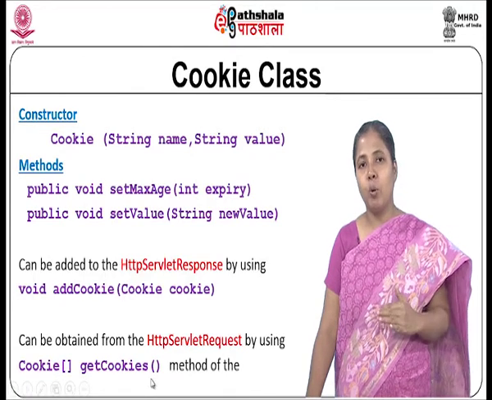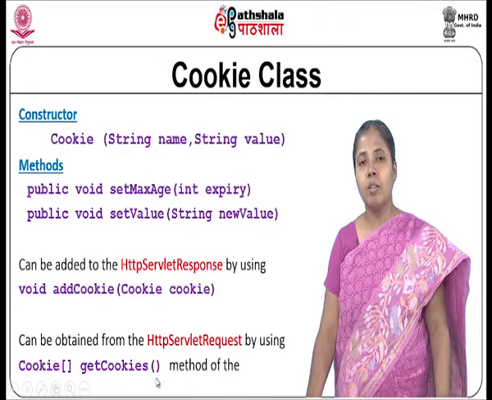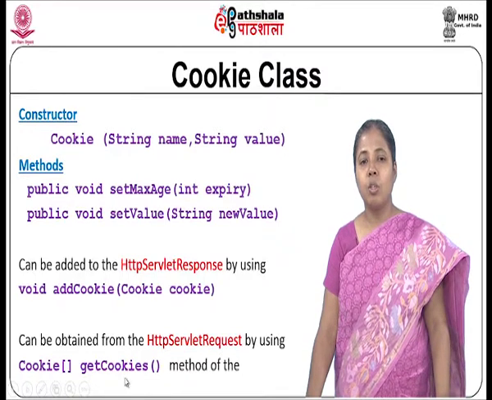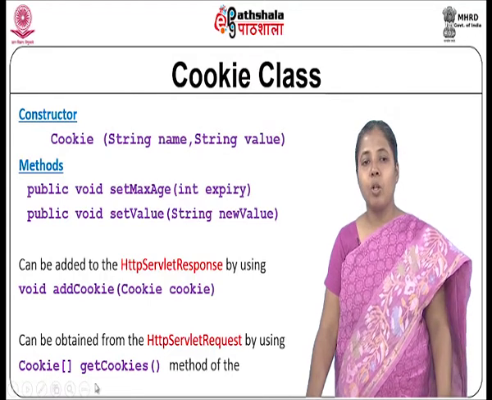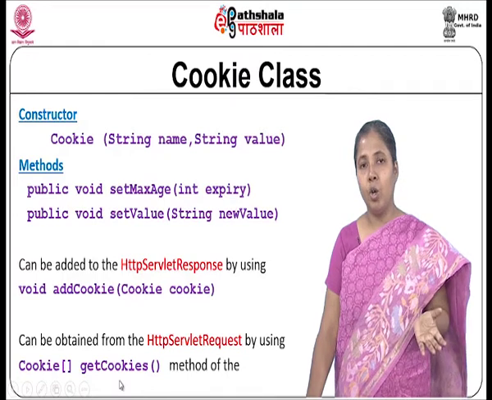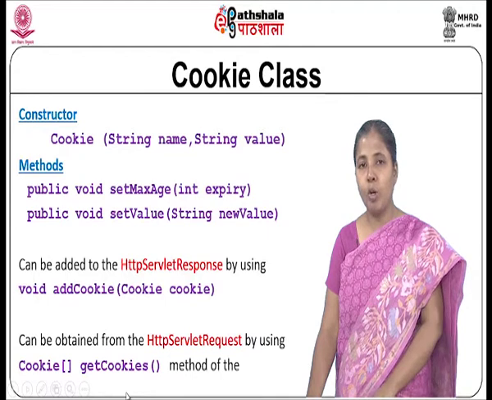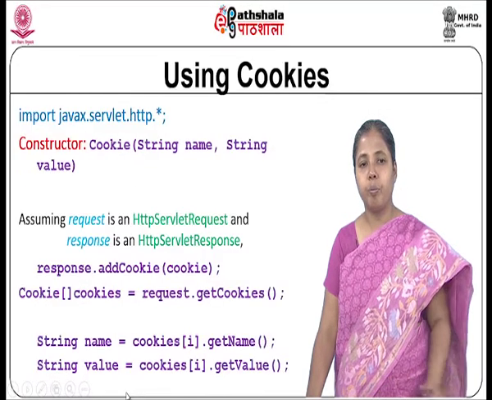Now, again if you want to get this cookie back, then you can make use of a method called getCookies. This method is available within the class called HttpServletRequest. This getCookies will return all the cookies that are stored on the client side. The getCookies method would return the array of all the cookie objects that are stored in the client computer. Later on you can make use of a for loop to work with this array of cookies.